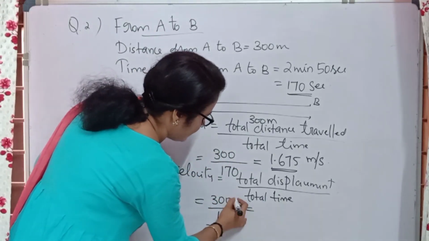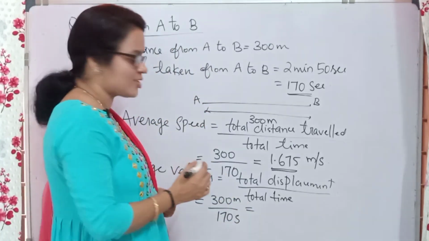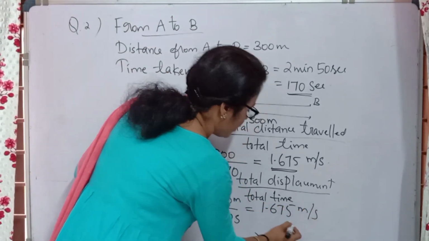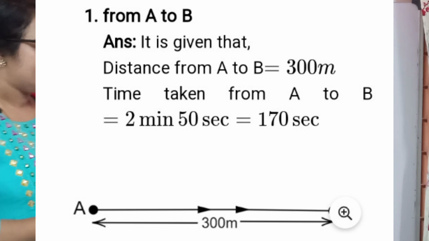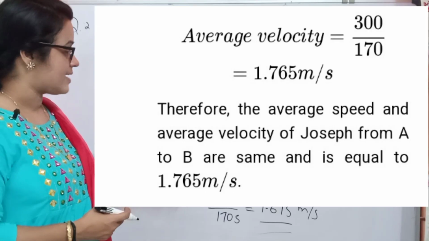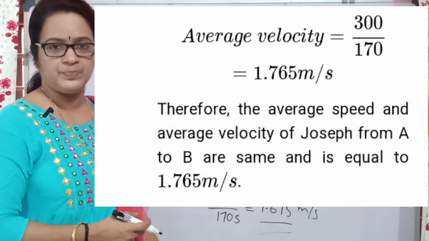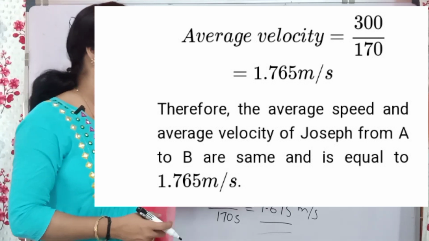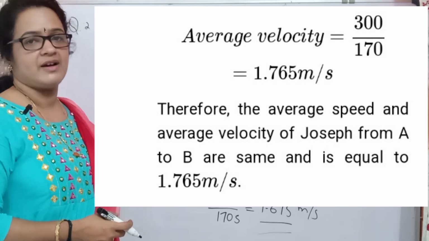So when we calculate, what will we get? This is meter and this is second. So how much will we get? The same value we are getting. Right, so we can write it as 1.675 meter per second. So here we can see that when the object is traveling in a straight line, we are getting the values of average speed and average velocity as the same. Both are the same because here the distance and the displacement are the same, because this is a straight line path. That is the shortest distance. So here we are getting 1.675 meter per second for both average speed and average velocity.